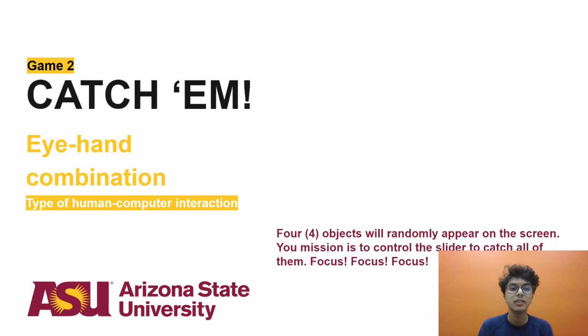The main mission of this game is that four objects will appear randomly on screen with varying speeds. You have to reflexively catch all four of them. You'll have up to 20 lives. Once you lose all 20, you will lose your scores and will be led back to the main screen.